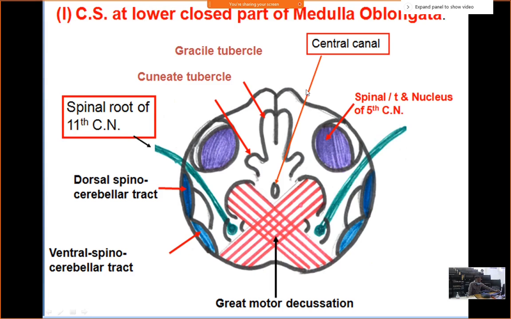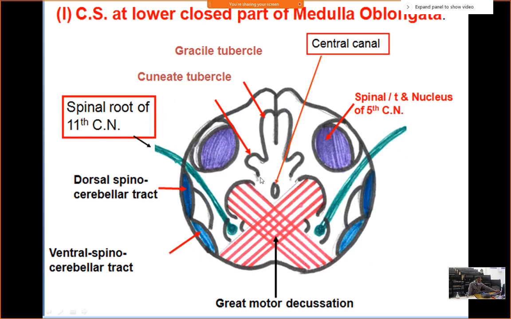Now this is our dorsal aspect, this is our ventral aspect. Now see here, on the ventral aspect, this is our pyramid, this is an elevation. On the ventral aspect, there is a longitudinal elevation on either side of the anteromedian fissure, that is called the pyramid. Now these pyramid fibers are crossing from right to left. Here it is the pyramidal decussation, or great motor decussation. That is, the motor fibers. All are motor fibers. Okay.